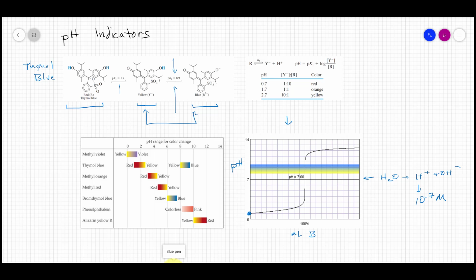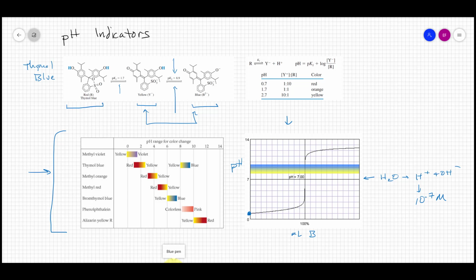That means you need to choose a dye. That means you need to understand first the nature of your system and where the equivalence point should occur, whether it's going to be an acidic pH, a neutral pH, or basic pH. Then you need to look at a table, something like this, though there are much larger tables than this.